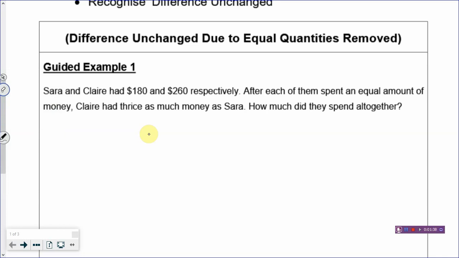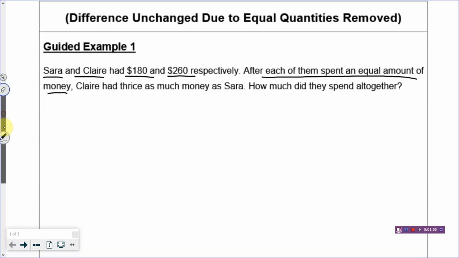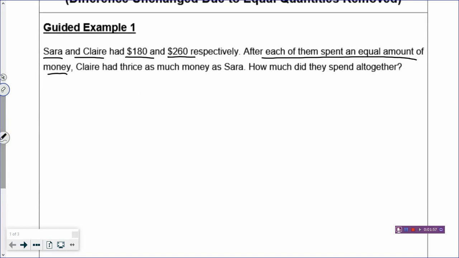So let me show you how to draw out the sentences. Sarah and Claire had $180 and $260 respectively. So the first person has the first number, the second person, the second number. Each of them spent an equal amount of money. Immediately, when you see this statement, you know that the difference is unchanged. And after, Claire had 3 times as much as Sarah in the end. So how much did they spend altogether?